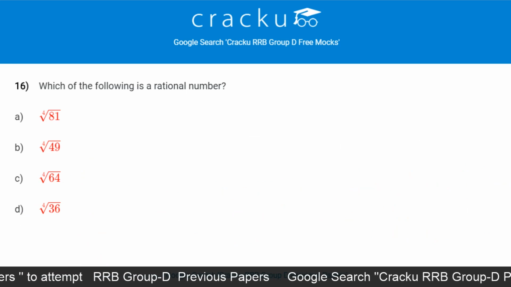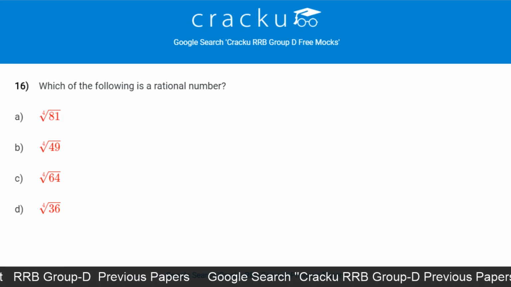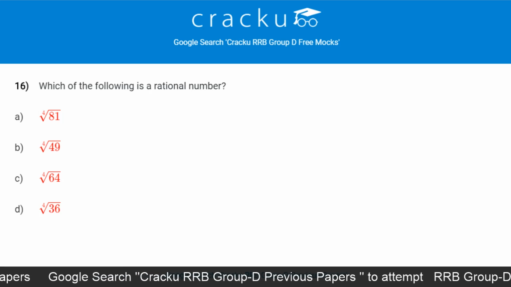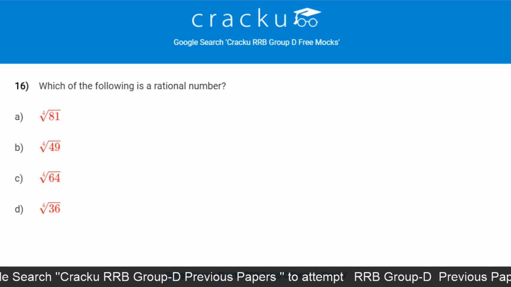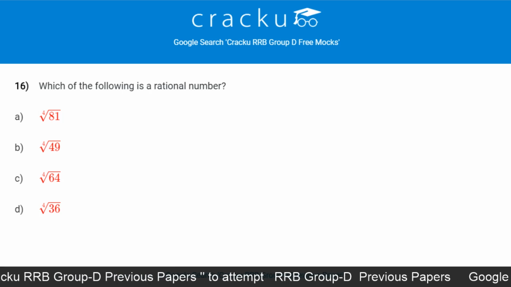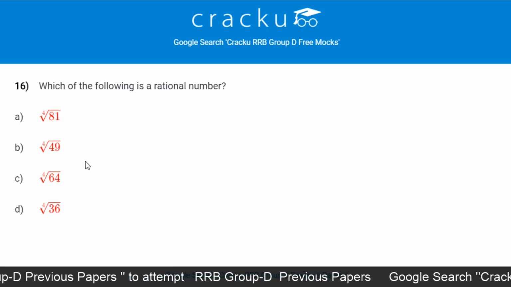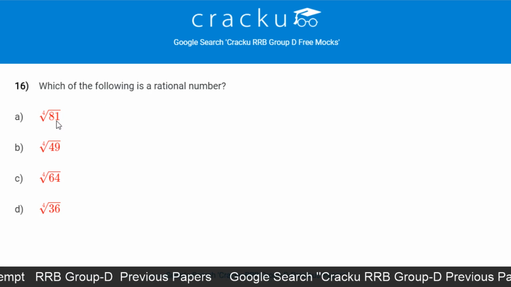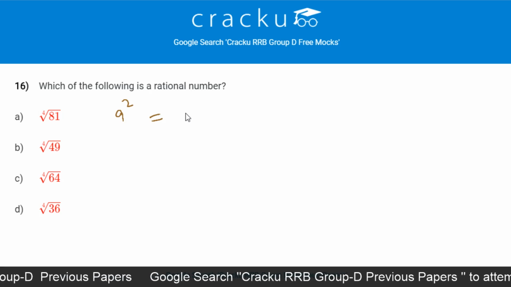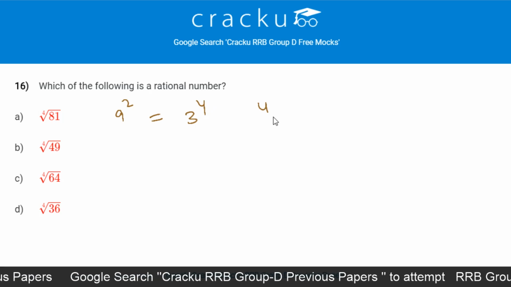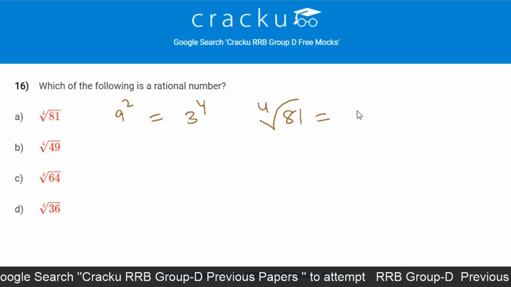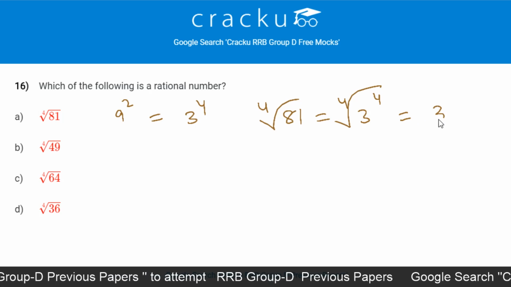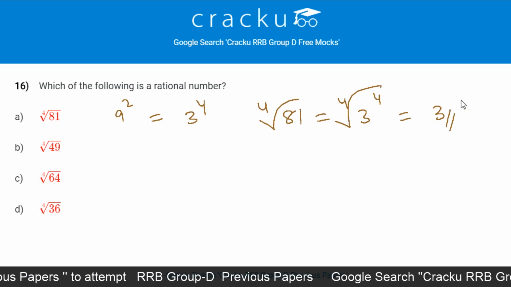Next question. Which of the following is a rational number? We have come across the topic of rational and irrational numbers, so we know what rational and irrational numbers are, right? According to that concept, which of these can be a rational number? 4th root of 81 can be written as, 81 is nothing but 3 power 4. That means the 4th root of 81 is nothing but 3.